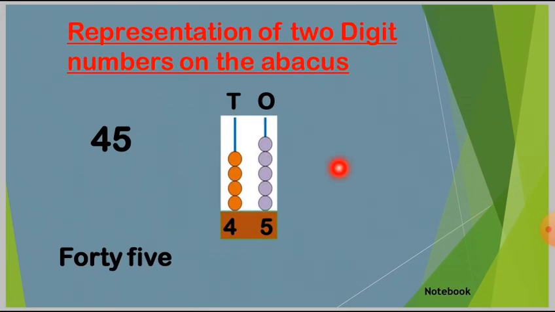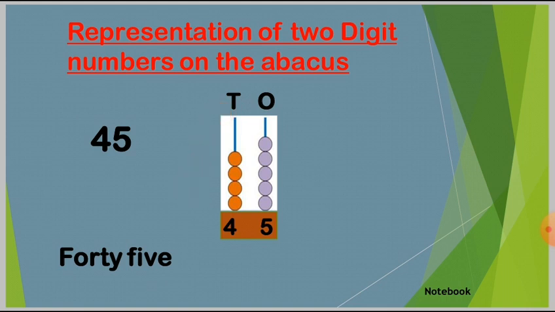Look children, representation of 2-digit numbers on the abacus. Here shown is a 2-spike abacus. Here in this abacus there are 2 spikes. Do you see? 2 spikes and some beads on each spike, isn't it? So it is a 2-spike abacus. And a 2-spike abacus has 2 places, that is 1's place and 10's place.